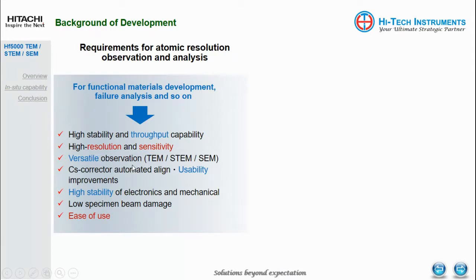And also one thing to emphasize is that this equipment allows versatile observation, such as you can observe TEM, STEM, and also SEM in one system. And it comes with a CS corrector automated alignment for usability improvement to achieve atomic resolution. And also you need to have high stability of the electronics and mechanics of the system so that it minimizes the vibration when you capture atomic resolution imaging. It's also very important to have low specimen beam damage on your sample, and ease of use is very important for the user to operate this dedicated atomic resolution STEM.